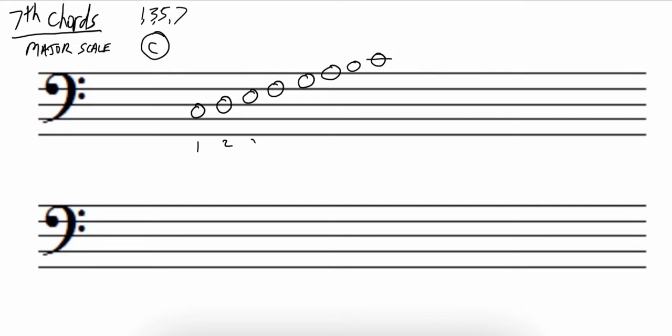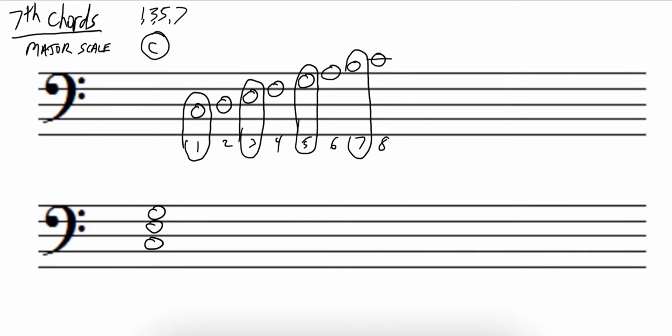Let's number each one of those notes of the major scale. 6, 7, 8. Now we'll write our seventh chord. The first note of the C major scale is C, so there's our C. The third note is an E, so there's our E. The fifth note is a G, so there's our G. And the seventh note is a B, and there's our B. And that is a seventh chord.